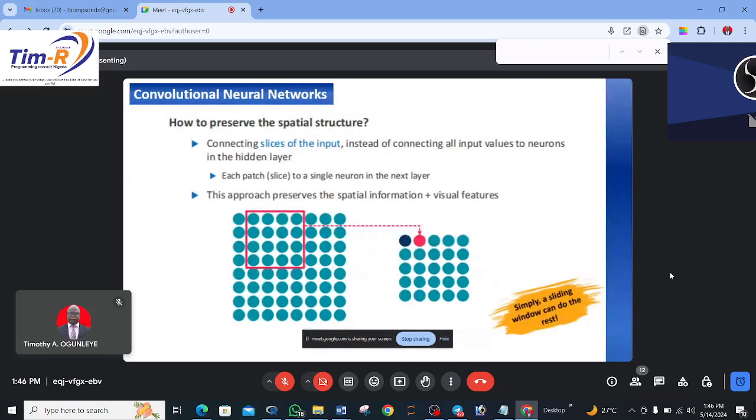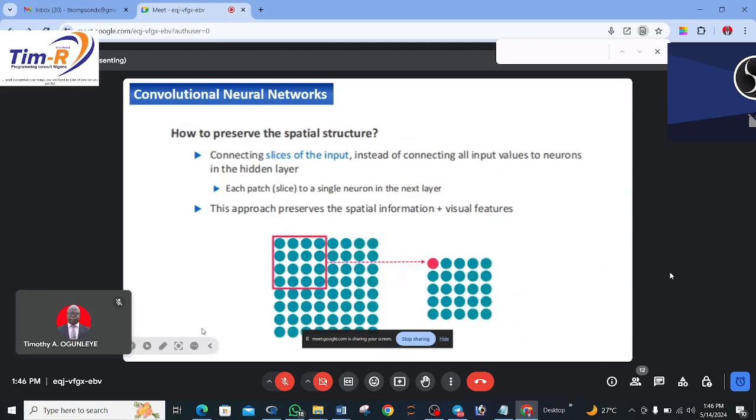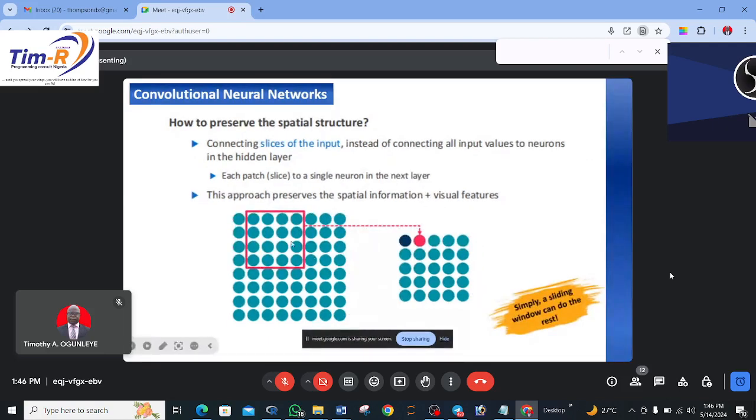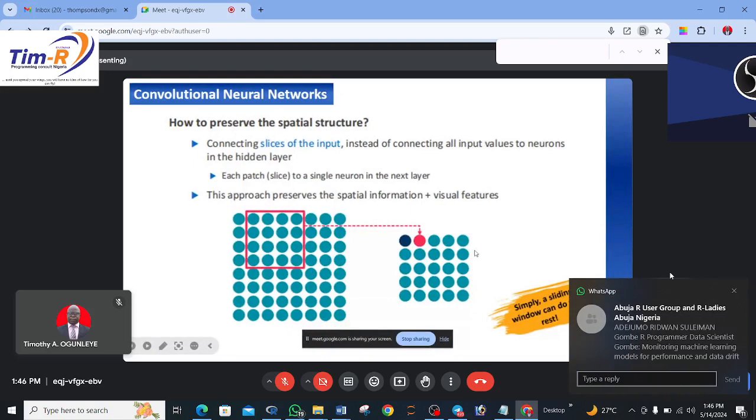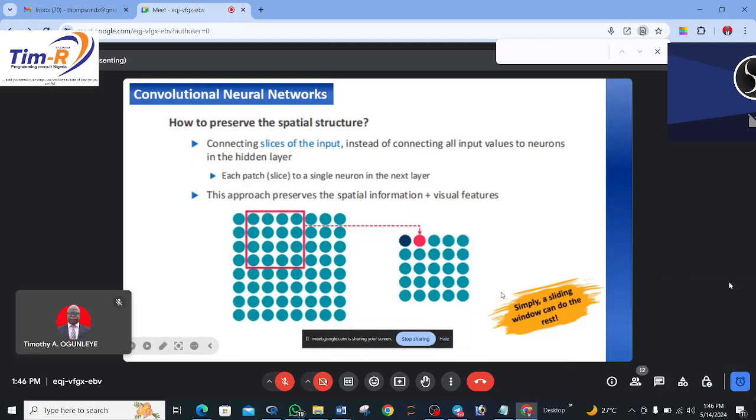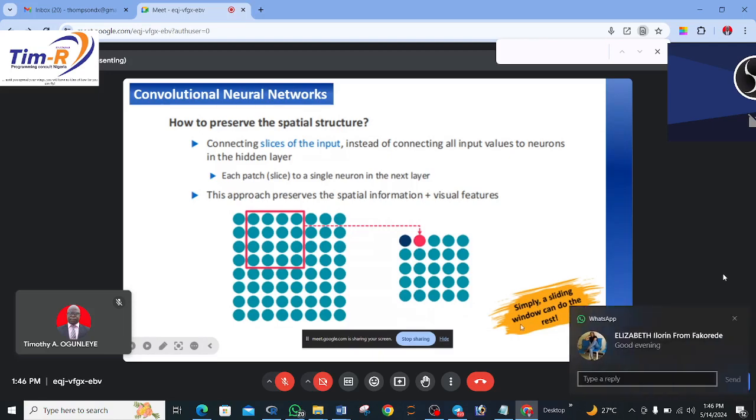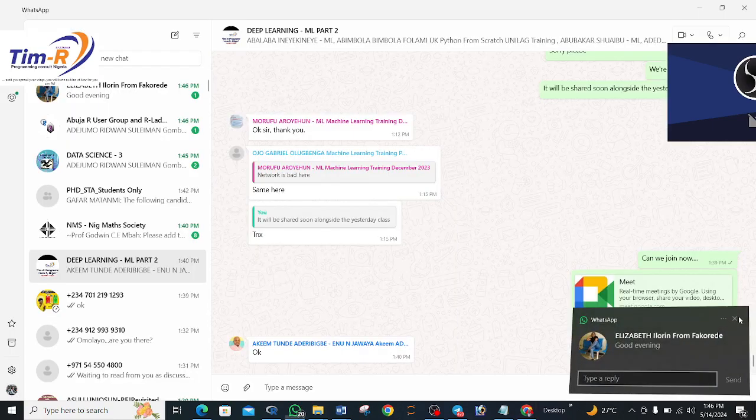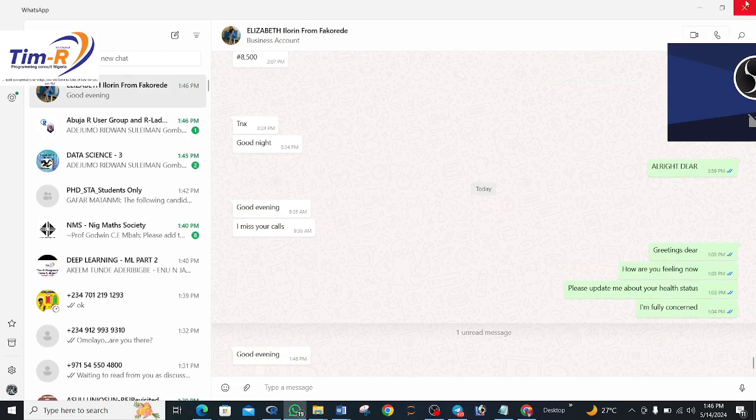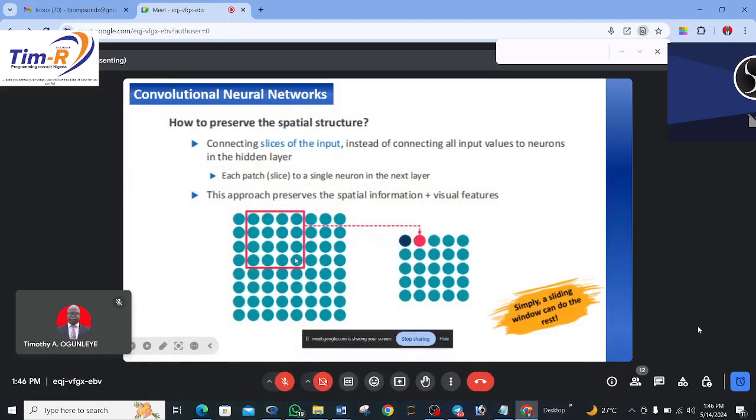And like I said the other time, if you look at this feature, a mask or a kernel actually gives us this information. Then onto the next one, it preserves it, and the same thing for this. It goes on and on. A simple sliding window can do the rest. We keep moving and sliding it to the next one, and it gives us the next one, the next one, like that.